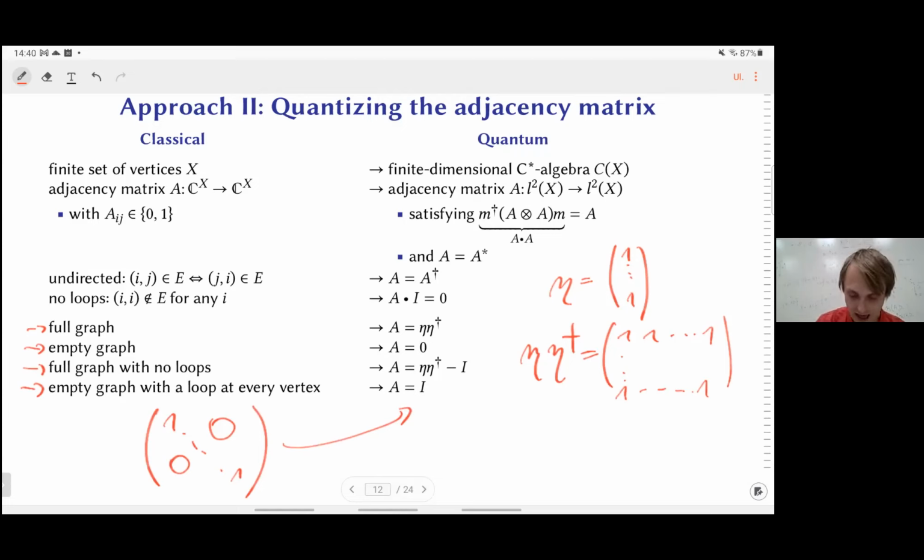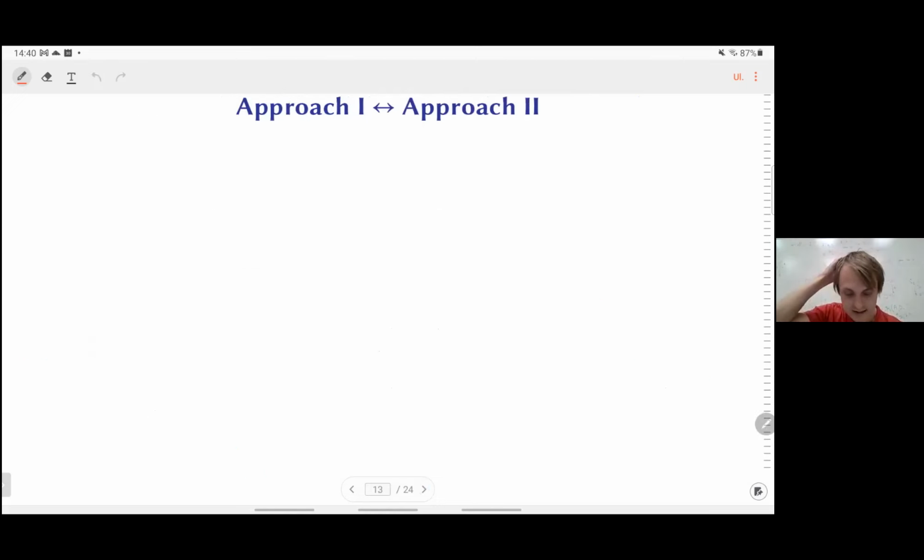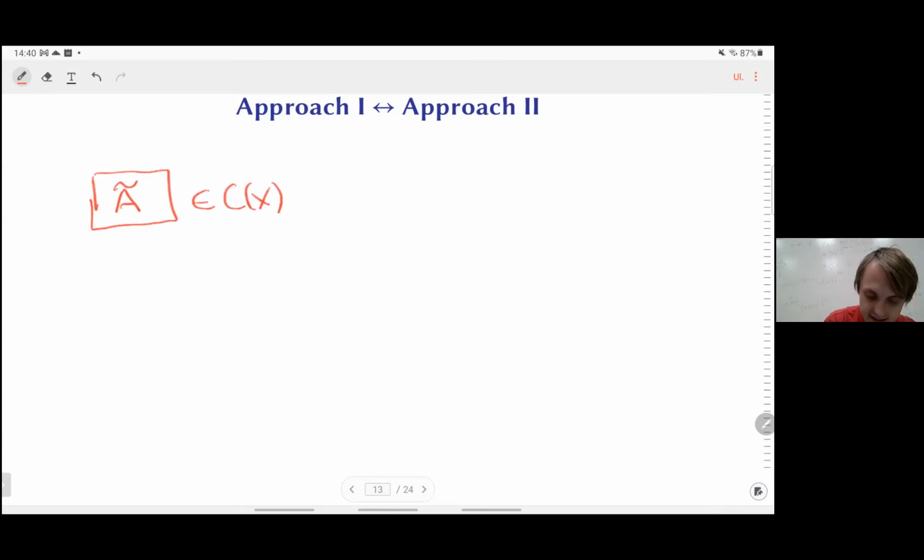Good. And now maybe it's good to think about what's the relationship between those two approaches. And the point is that those two approaches are equivalent. So approach number 1 was considering a projection inside C^X tensor C^X.